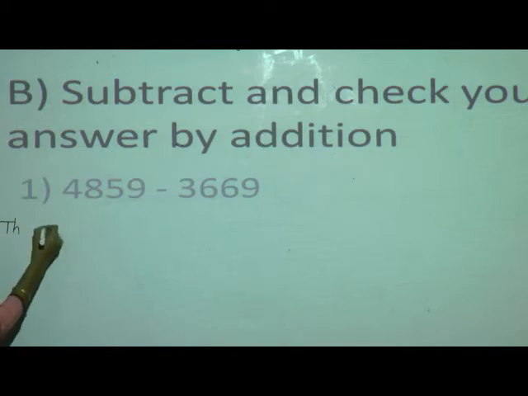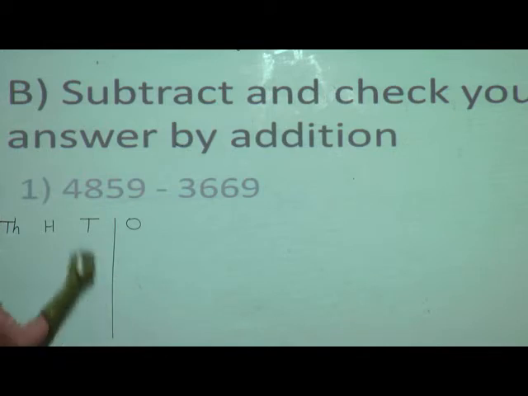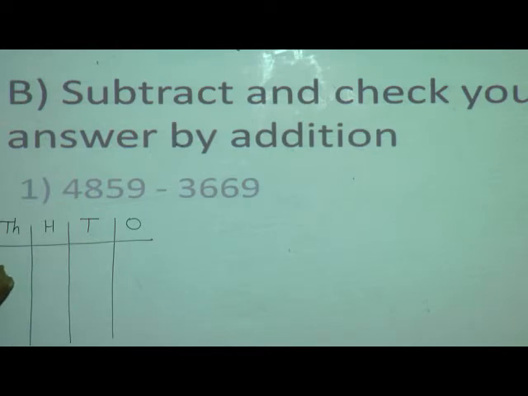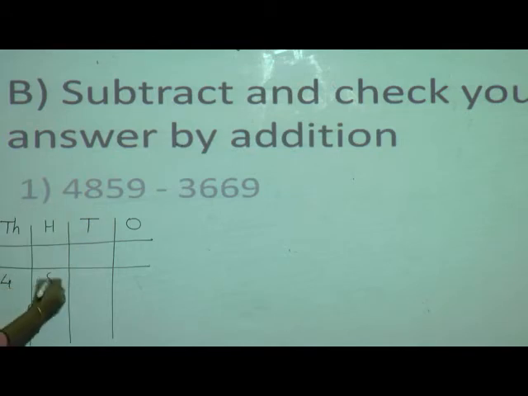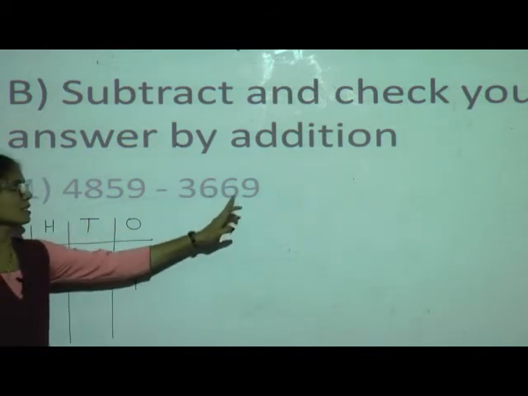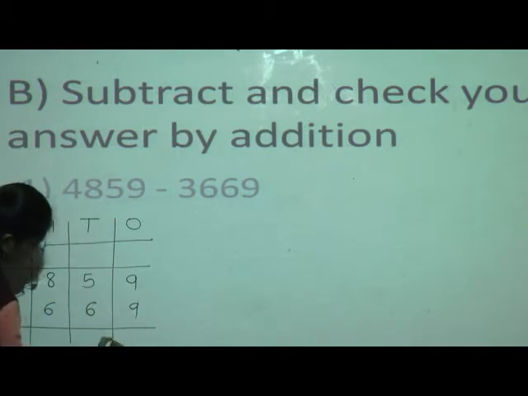This is thousands place, this is hundreds, this is tens and this is ones. Leave one line for the borrow. The first number we will put in the place value chart because this is the greater number. 4859 is greater. 4859, minus 3669. Do the subtraction now.